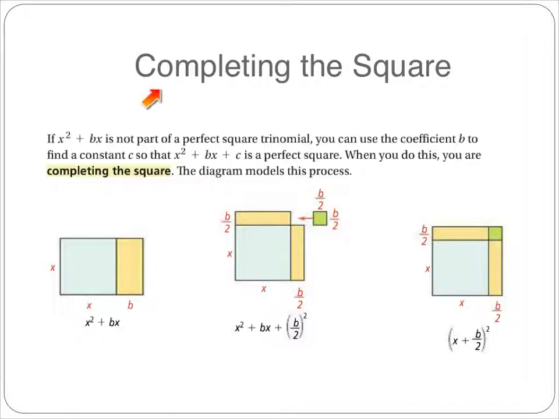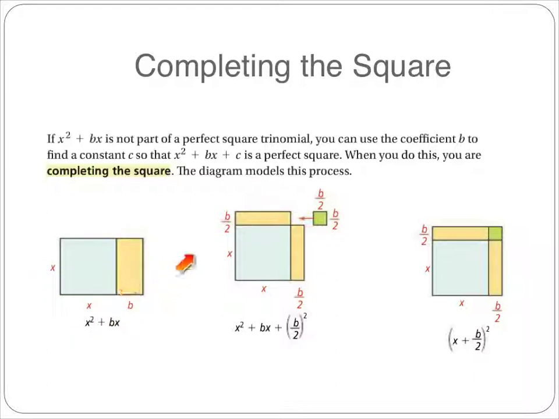Let's complete the square. If I am given an x squared plus bx, so you can see the c is missing, and I try to make that into a perfect square trinomial. So let's try to draw a square. X times x is x squared, so I'm good. And this is b times x.